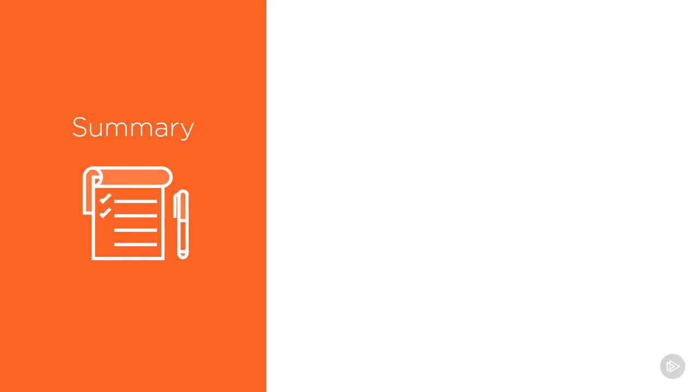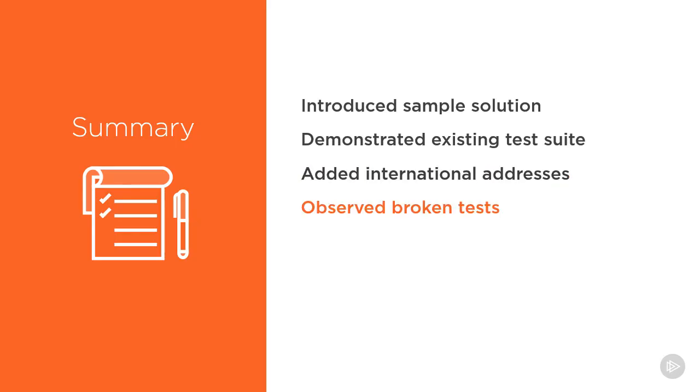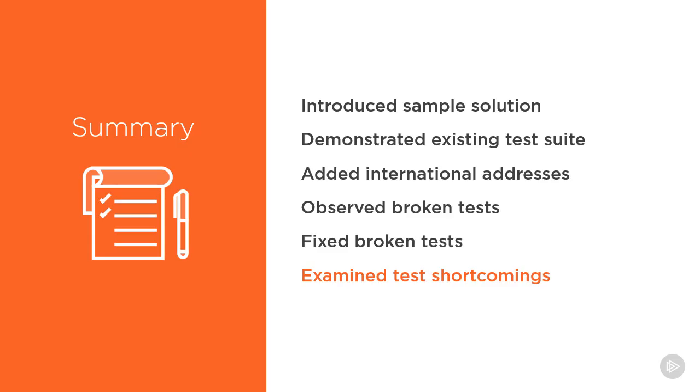In this module, we looked at a sample API project, its related test suite, and saw the repercussions of a fairly simple business requirements change. We observed the mess that it made of the existing tests, even the ones that had nothing to do with addresses. Then we fixed up those tests to demonstrate just how disruptive a small change can be to your workflow. And finally, we highlighted some of the shortcomings of the current test suite's approach to generating and validating values.